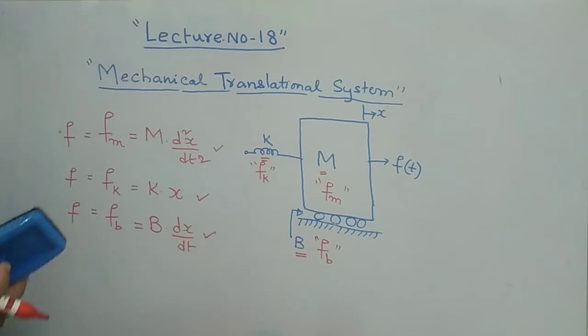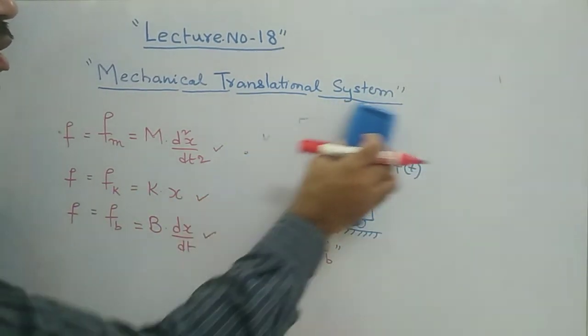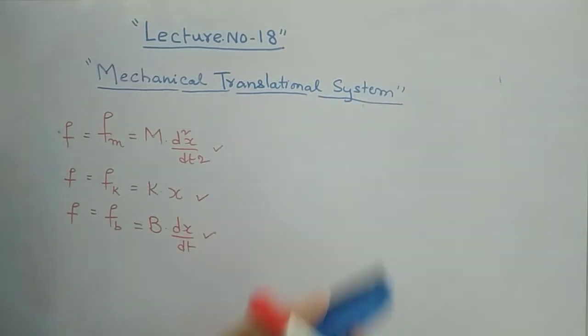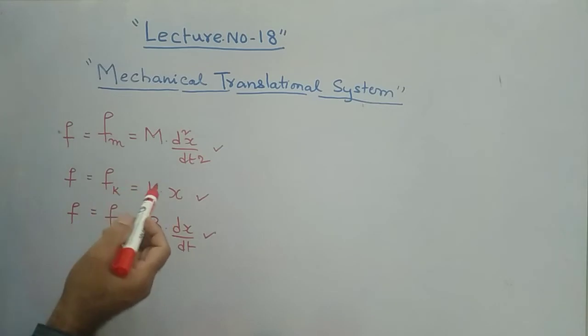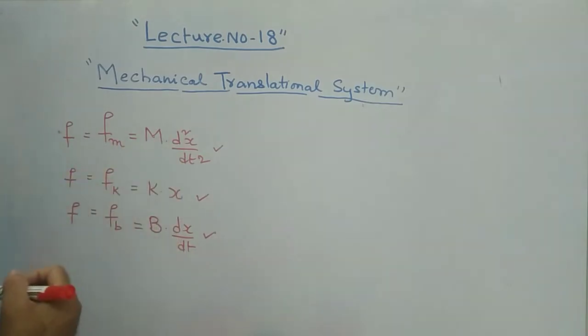Before going to that, I will give you a little information. Say for example, just observe these forces here. Fm is equal to m into d square x by dt square. Fk is equal to k into x. Fb is equal to b into dx by dt. What are you observing here?